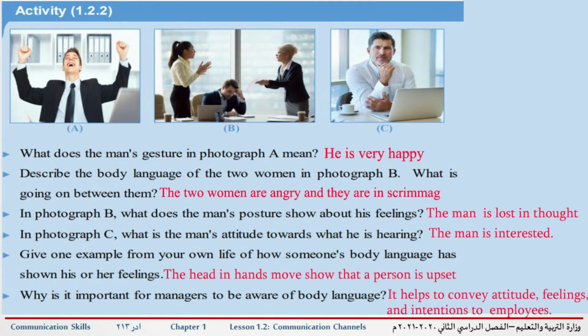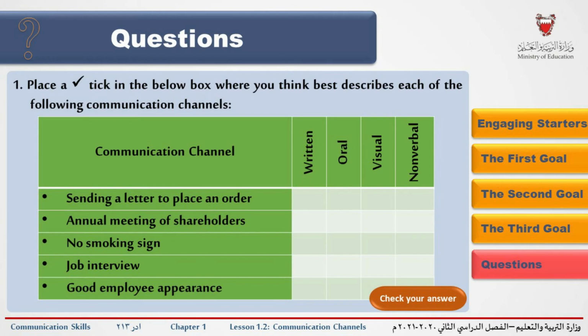Well done. Let's check the answer. You will have 1 minute to solve this question. Place a tick in the below box where you think best describes each of the following communication channels. Communication channel: written, oral, visual, non-verbal. The situation: sending a letter to place an order. Annual meeting of shareholders. No smoking sign. Job interview. Good employee appearance. You will have 1 minute.